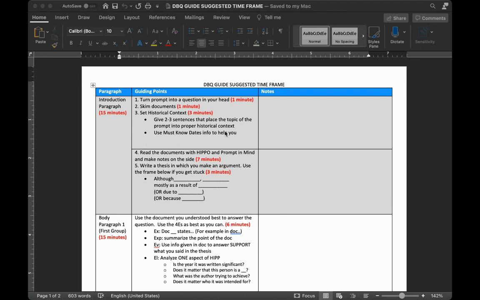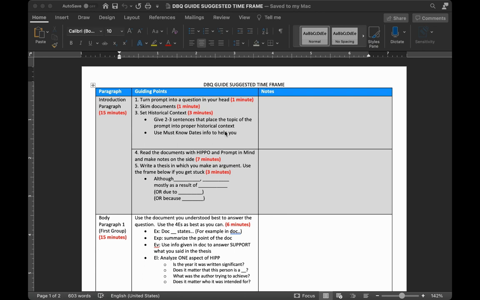Then you're going to read the documents with HIPP and with the prompt in mind. And you're going to make notes on the side of the documents, right? So you're going to be annotating, and you're going to spend about 7 minutes. You're going to get about six documents, 7 documents.